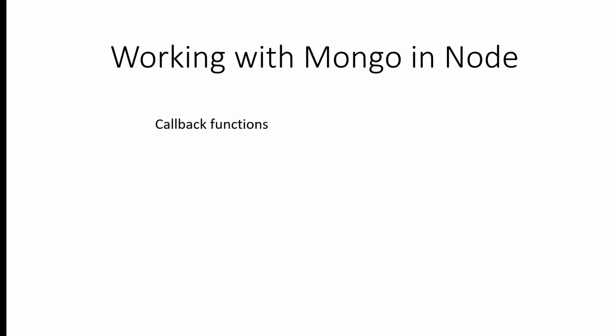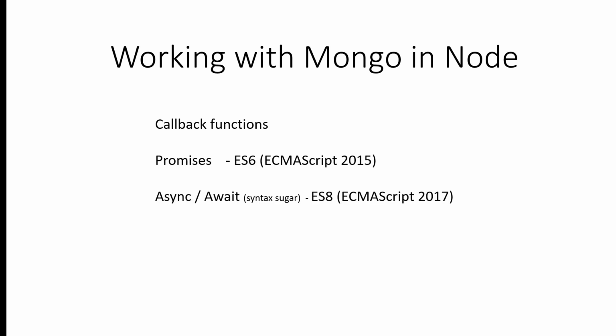So Mongo provides two mechanisms for communicating the result of the request back to the server. The first is using callback functions, and the second is using promises. Promises is something new that's been added in ES6, so as of ECMAScript 2015. Later, we'll look at some syntax sugar for using promises in ES8, which is called async await.